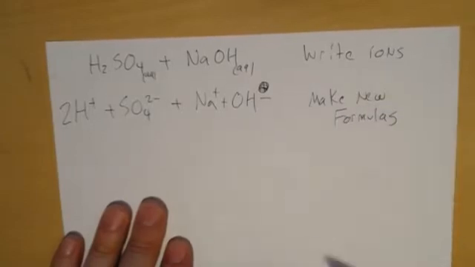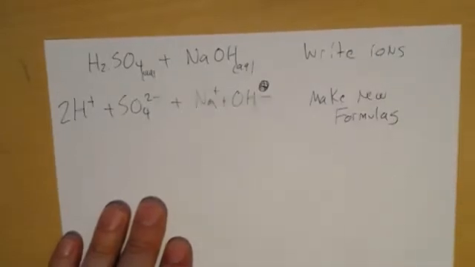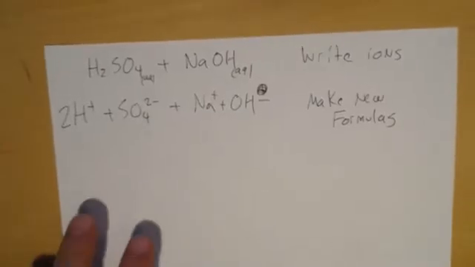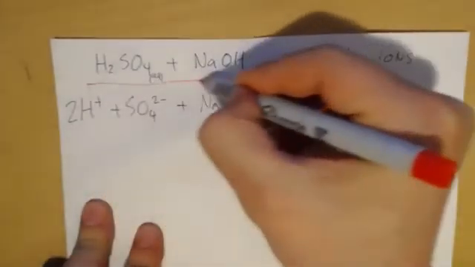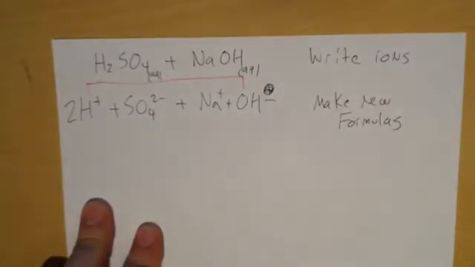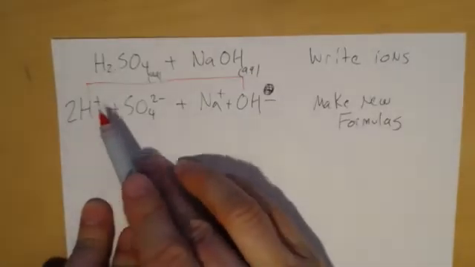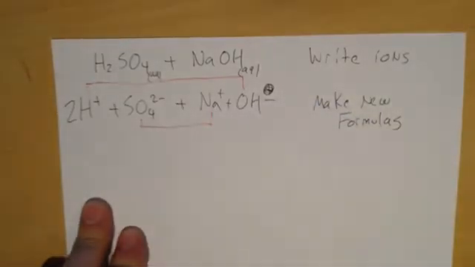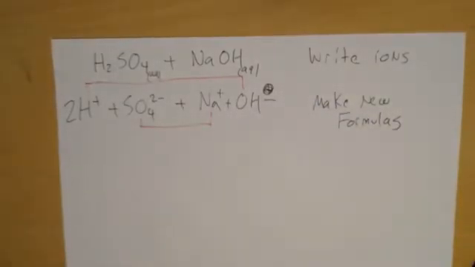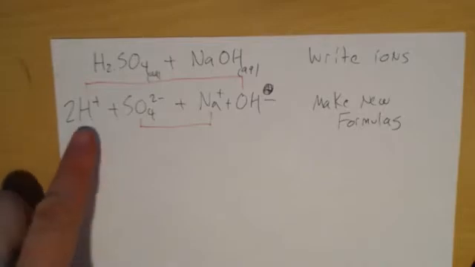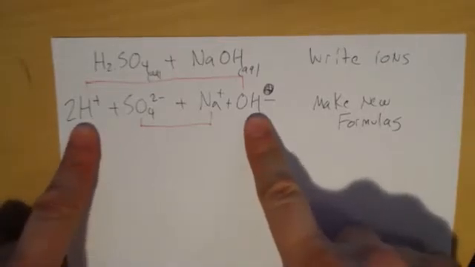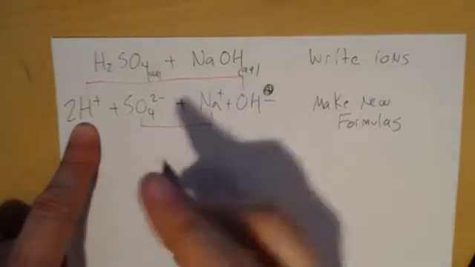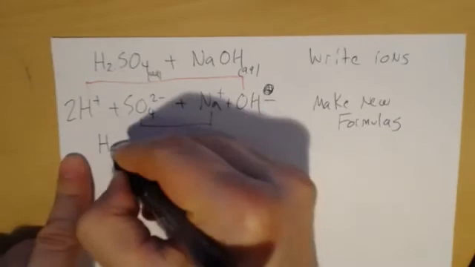I'm going to have, let's use a different color. I'm going to have hydrogen ion go with hydroxide, right? Cation positive with anion negative, and sodium with sulfate. Cation positive with anion negative. How will hydrogen ion and hydroxide go together? What's the new formula? They make H2O? Yeah, and that's always going to be the case.